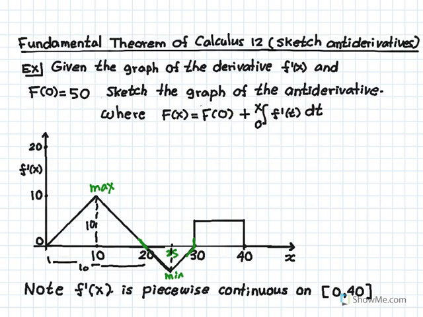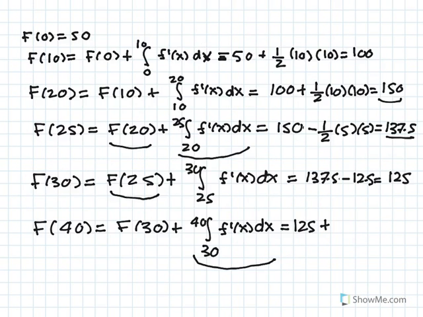You can see from 30 to 40, we just have a rectangle, so the area will be the base times the height. The base goes from 30 to 40, so the base is 10 units, and the height is 5 units, so this area will just be 10 times 5, which is 50, the area of the rectangle. We're going to add that. So plus 10 times 5, that's 50, and we add it up, we get 175.